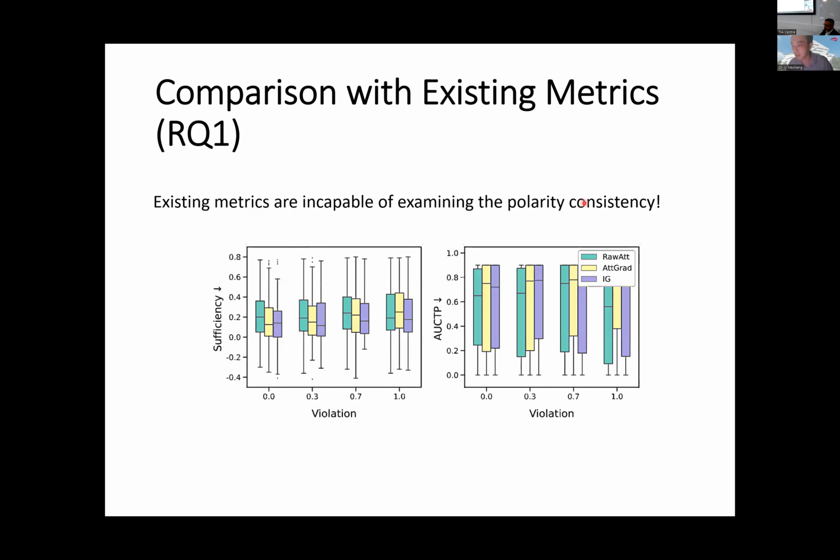Here I want to show you one example using the VQA data set. We consider the existing methods for faithfulness analysis, sufficiency and another one, which are all designed for faithfulness evaluation. But as you can see, based on our violation, the violation score can be very diverse, ranging from 0 to 1. But there is no difference for the sufficiency as well as this other metric. This means that our violation metric introduces something new, which the sufficiency metric as well as the other cannot cover.